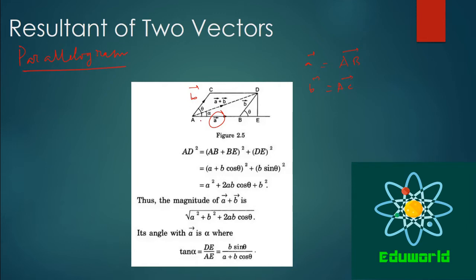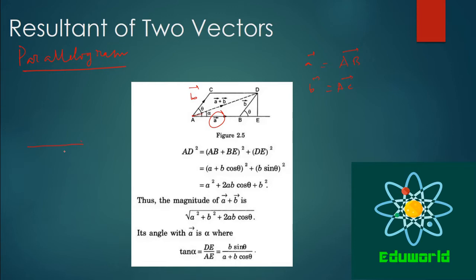Parallelogram theory is saying that if we denote two adjacent sides of a parallelogram by two vectors, say in this case AB and AC, then the diagonal passing through the intersecting point of those two vectors, which is A, that is AD, will denote the resultant of these two vectors. So how will we get that graphically?